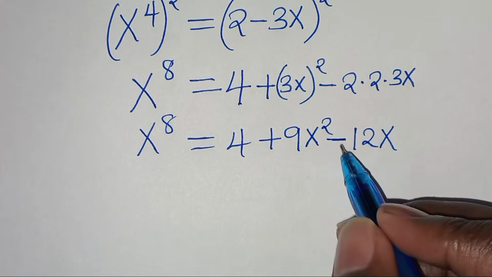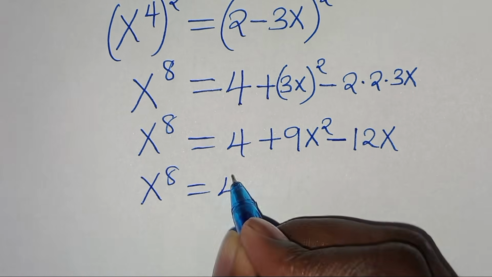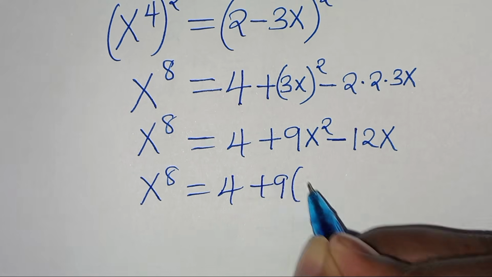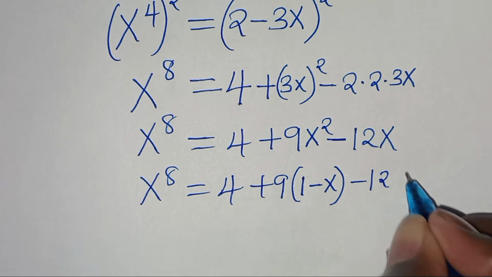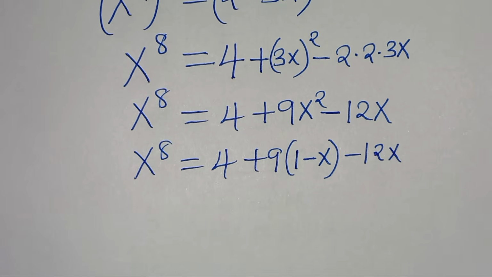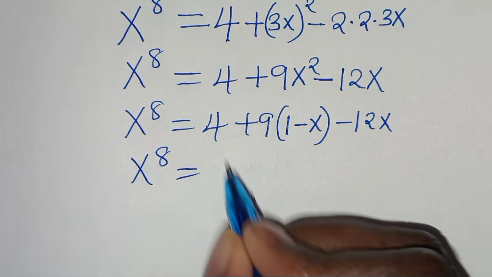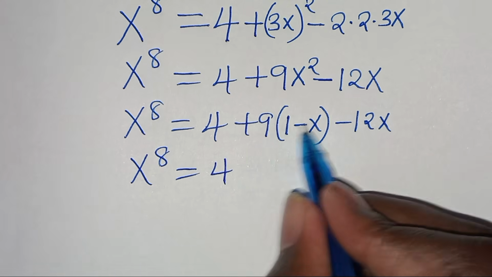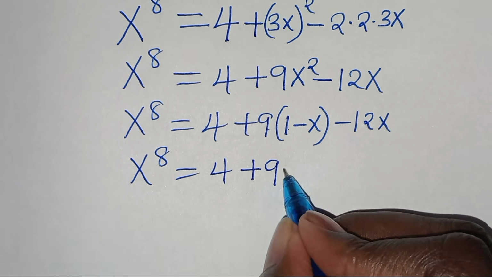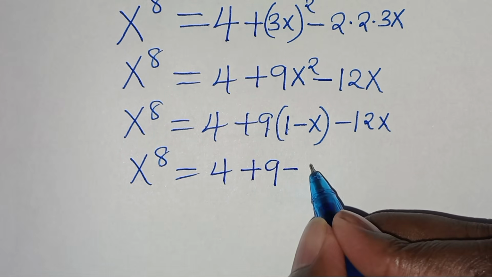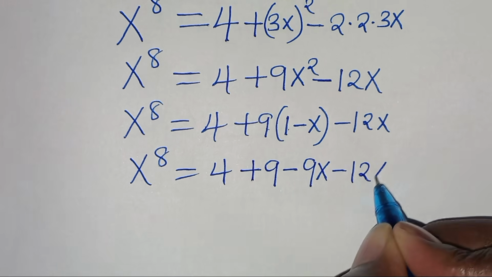We have x squared. This is equation 2. We can substitute this. So this is 4 plus 9 multiplied by 1 minus x. Then subtract 12x. So we have x to the power of 8, this is equal to 4. Let's open the parentheses here. Plus 9 times 1, this is 9. Minus 9 times x, this is minus 9x. Then minus 12x.